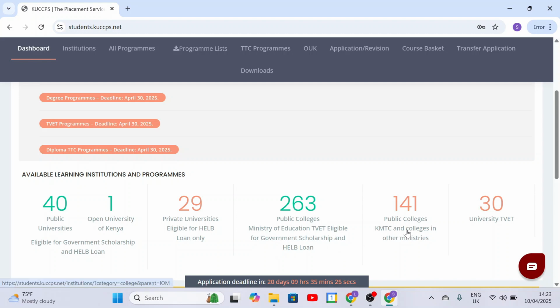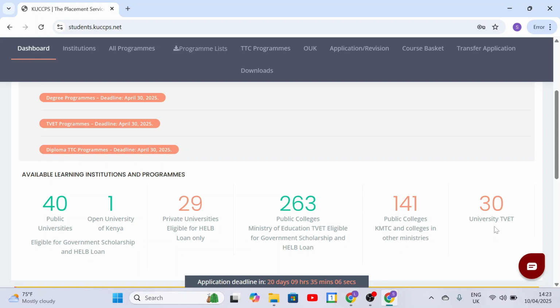Then we have others that are under other ministries, including KMTC, which is under ministries such as the Ministry of Health, others are the Ministry of Transport, and so forth and so on. They are just colleges, and they are there. Then we also have the university TVET.